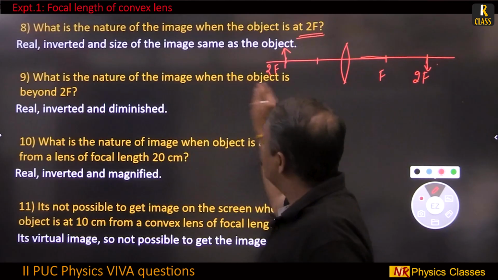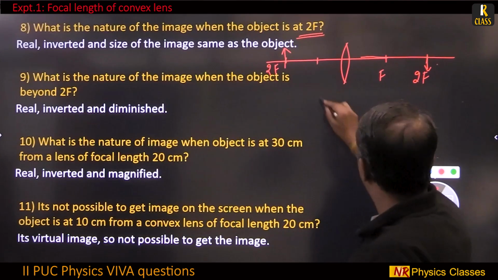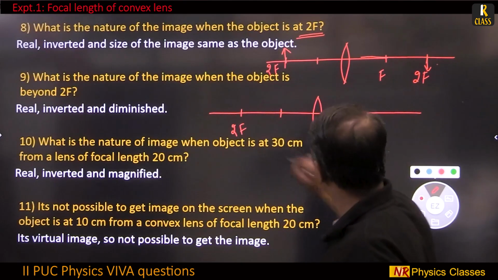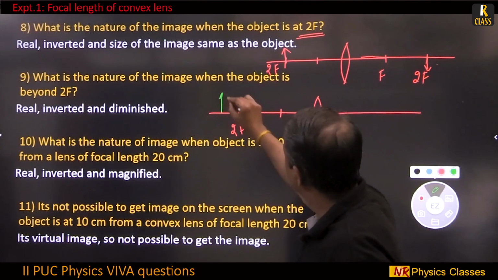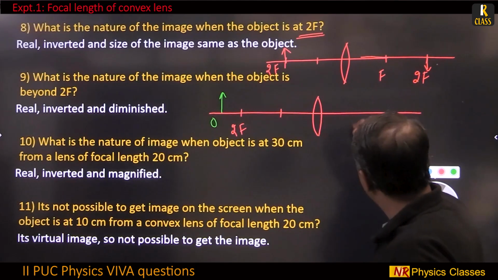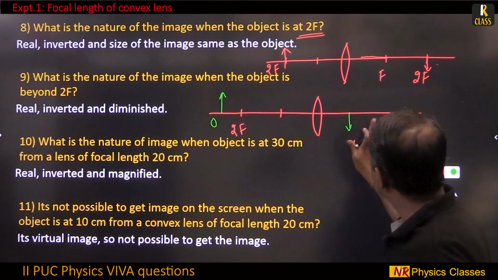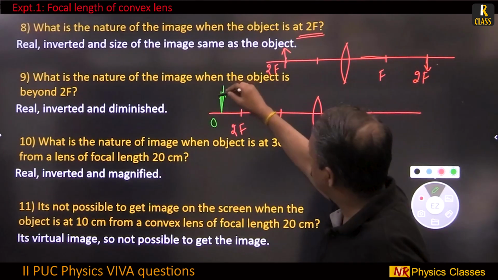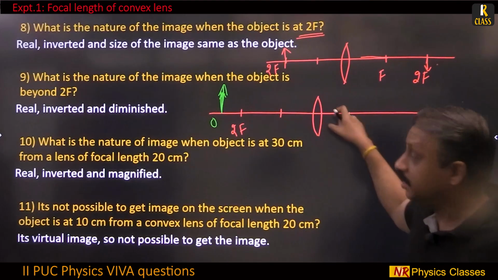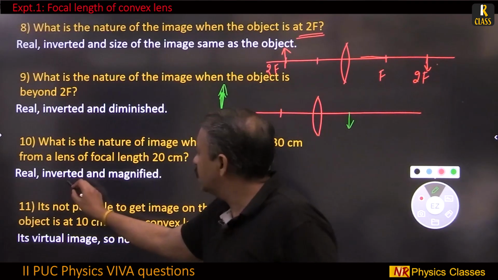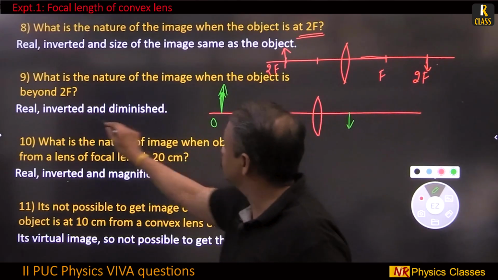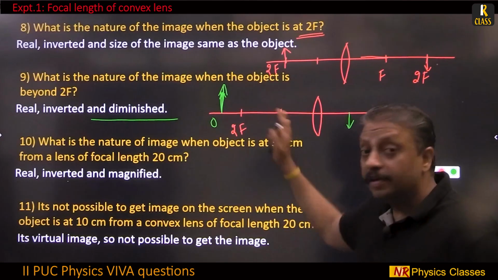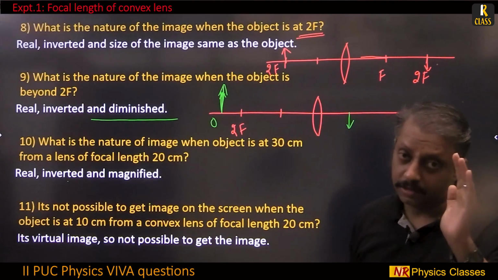What is the nature of image when object is beyond 2f? Lens, when object is beyond 2f, this is 2f and this is the object. Then we get real, inverted, diminished, smaller. So this is the object, image is smaller in size, real, inverted and diminished. So you have 5 cases. Similar 5 cases can be observed in concave mirror.